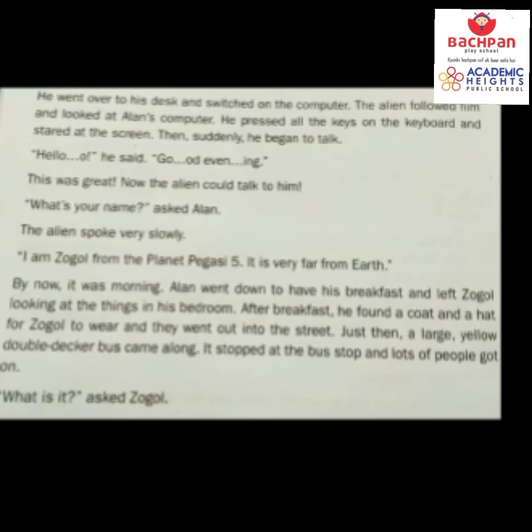By now it was morning. Alan went down to have his breakfast and left Zogol looking at the things in his bedroom. Now Zogol was in Alan's bedroom and Alan went down to have his breakfast. After breakfast, he found a coat and a hat for Zogol to wear and they went out into the street. After having breakfast, what did he do? He found a hat and a coat for Zogol to wear, and then they both went out into the street.